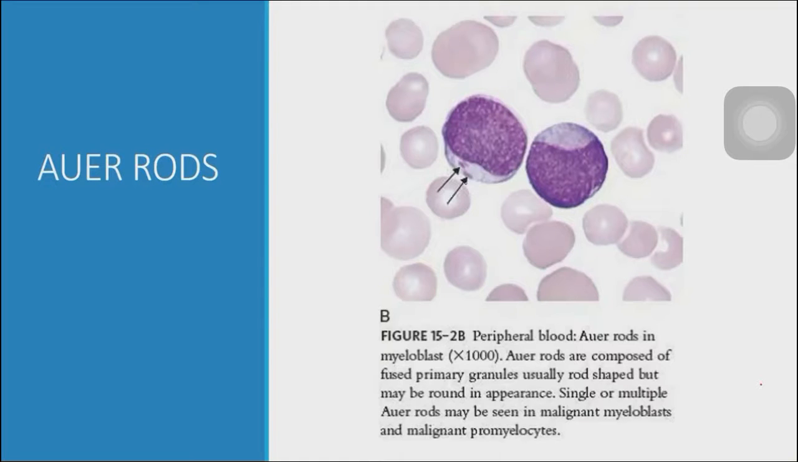What else should we remember about Auer rods? They are associated with certain types of myeloid leukemia. Specifically, don't forget our M3, or acute promyelocytic leukemia, associated with having Auer rods in promyelocytes or myeloblasts, or what we call a faggot cell. The aggregation of Auer rods is called a faggot cell. Don't forget, it is present in APL, or acute promyelocytic leukemia, or M3.